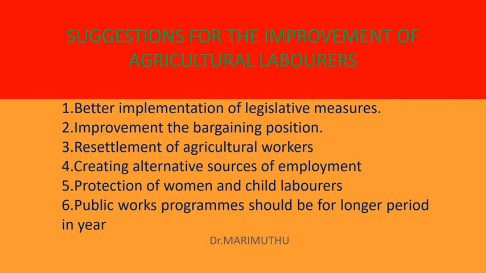The last part of the class is, in order to overcome these problems, what are the suggestions for the improvement of agricultural laborers? The very first suggestion is better implementation of legislative measures. Government has to enact certain legislative measures in order to improve the condition of farmers in India. The second one is improvement in bargaining positions, also to solve the problems of agricultural laborers. The third one is resettlement of agricultural workers. The fourth one is creating alternative sources of employment. The government providing alternative sources of employment also comes under the improvement of agricultural laborers. The fifth one is protection of women and child laborers. The sixth one is that public works programs should run for a longer period in one year. The public works program should be strengthened.